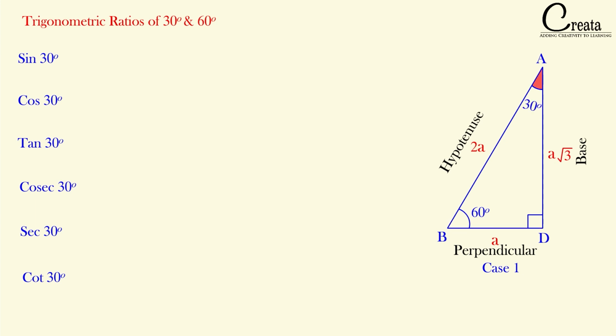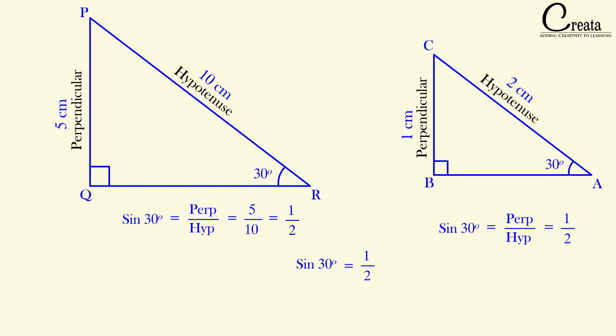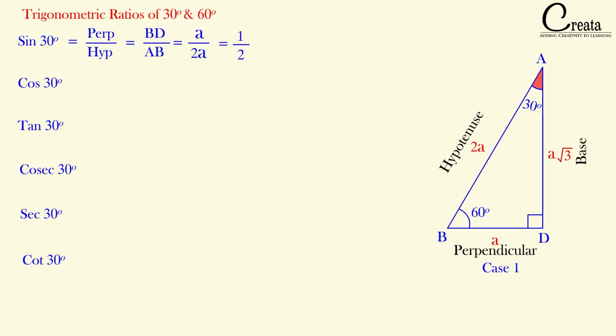Firstly, let's find sin 30 degree, which is perpendicular upon hypotenuse. Perpendicular is BD and hypotenuse is AB. So we got sin 30 degree as A upon 2A, that is 1 by 2. Sin 30 degree we got as 1 by 2. If you remember, in the starting of the lecture we have taken an example in which we have taken a triangle with angle as 30 degree. There we have seen that sin 30 degree is 1 by 2. So yes, sin 30 degree is 1 by 2.